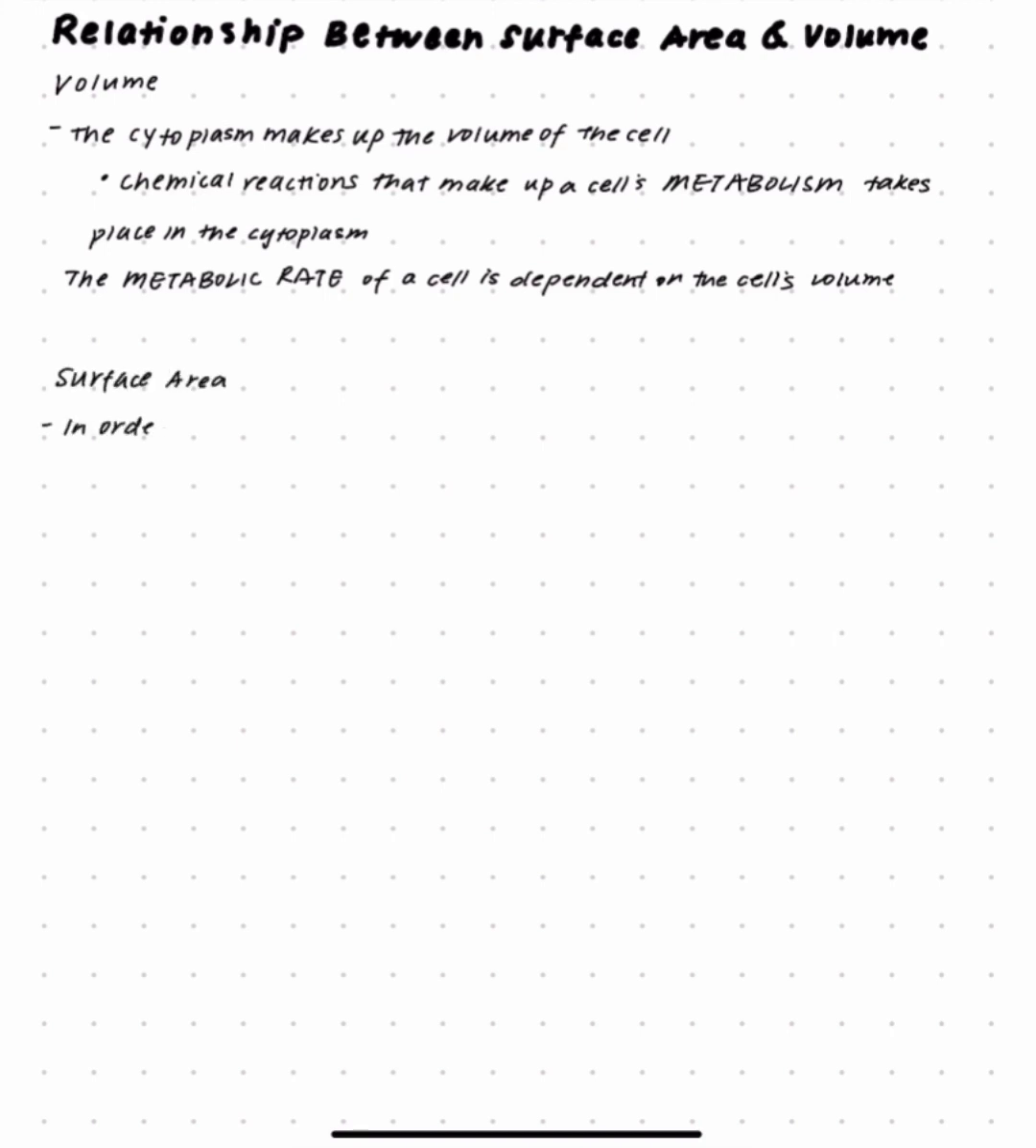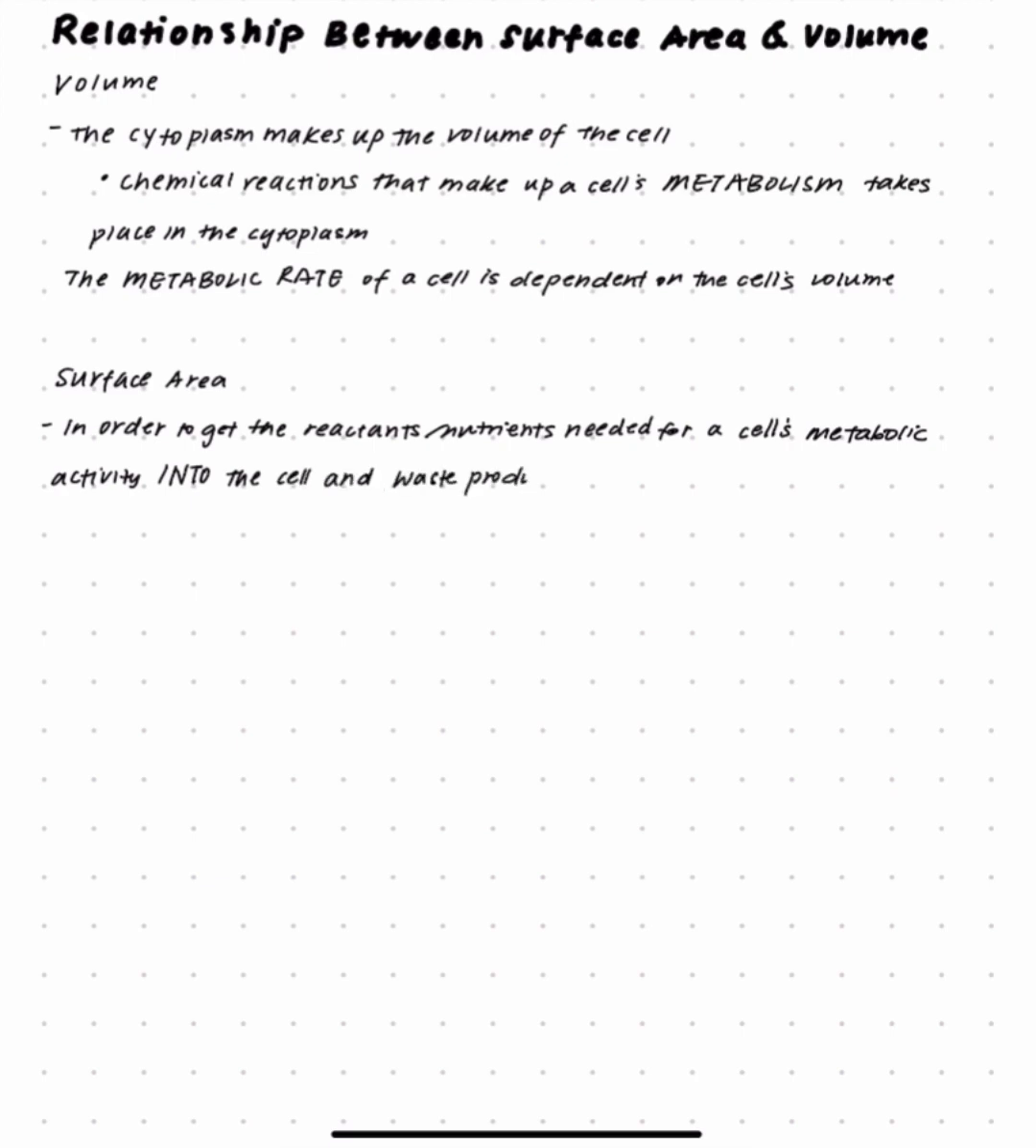Now, in order to get the reactants and nutrients necessary for the cell's metabolism into the cell and waste products of metabolism out of the cell, the plasma membrane must efficiently transport materials in and out. This rate of transport is dependent on the surface area of the cell.